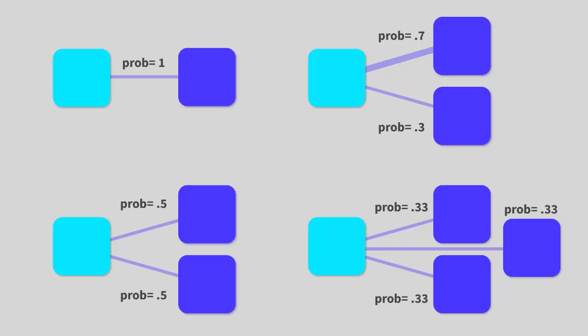Probability values are decimals between 0 and 1. By default, probability for transitions will equal 1, which means that the transition will occur with 100% probability.